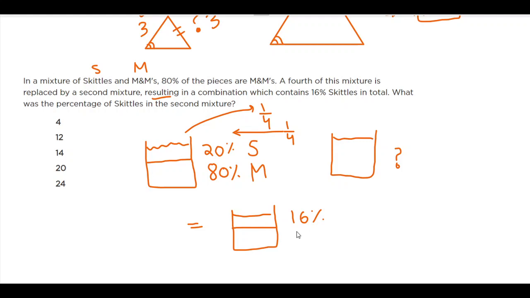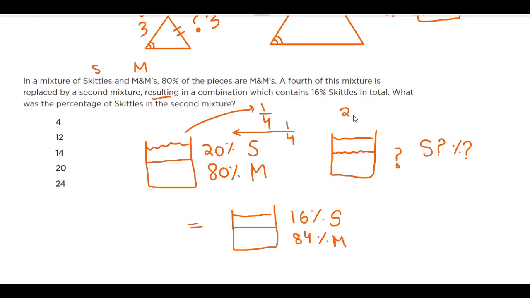And what's the rest going to be? 84? Wait a second, you subtract a 4, you add a 4. Yeah, 84% of these M's. And it's asking me what was the percentage of Skittles in the second mixture. So it's basically asking, what is the percentage of S in this second mixture?